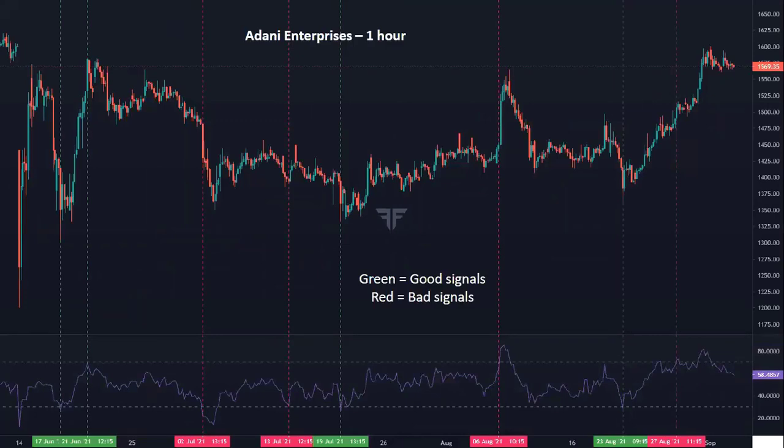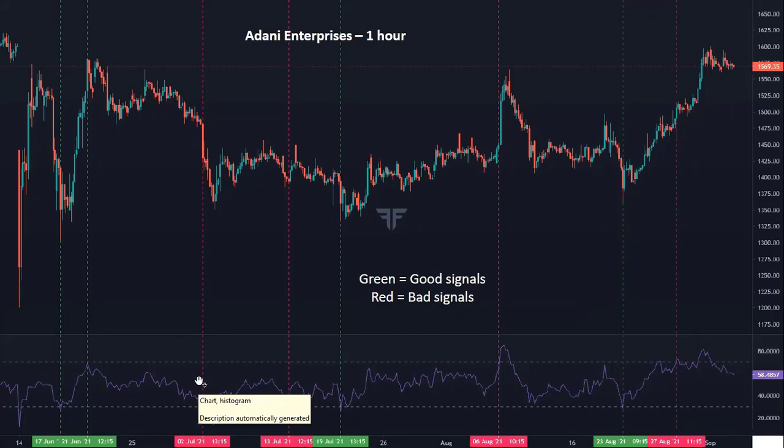Now this chart I've illustrated just for demonstration purpose. This is the short term chart over here of Adani Enterprises. It's the 1 hour time frame chart. Now these green vertical lines and these red vertical lines that you're seeing, the green vertical lines stand for good signals, wherein an RSI generated a good signal, and the red vertical line stands for bad signals, wherein the signal that was generated by RSI was false. And these lines are drawn whenever the RSI hit overbought and oversold region.